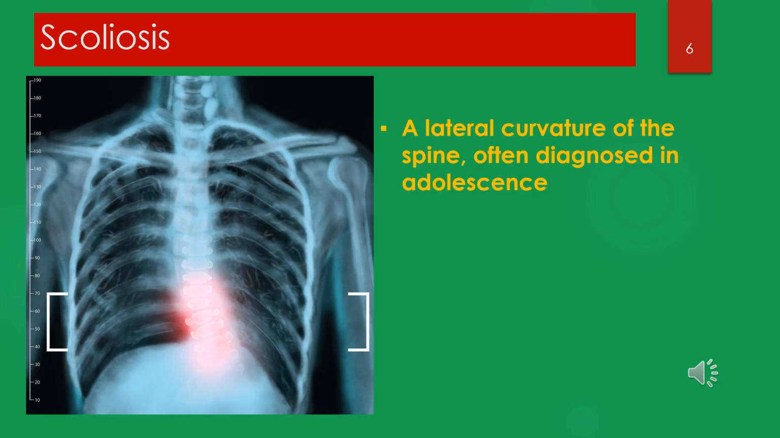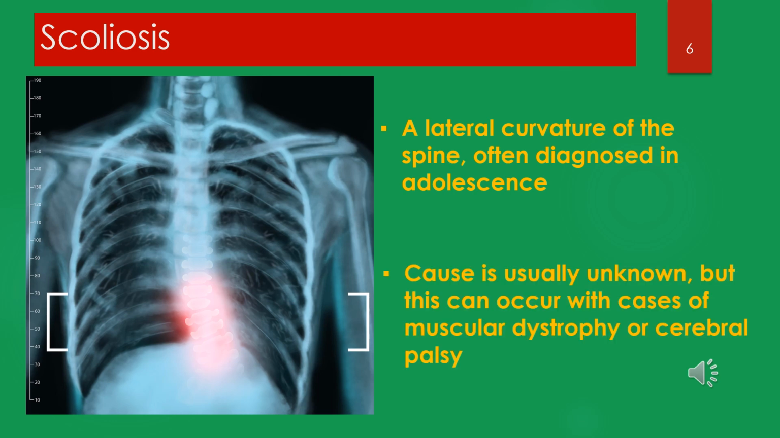Scoliosis is a sideways curvature of the spine often diagnosed in adolescence. According to the Mayo Clinic, most of the time, the cause of scoliosis is unknown, though it can occur in individuals with muscular dystrophy or cerebral palsy. There are several types of scoliosis depending on where the curvature in the spine occurs.